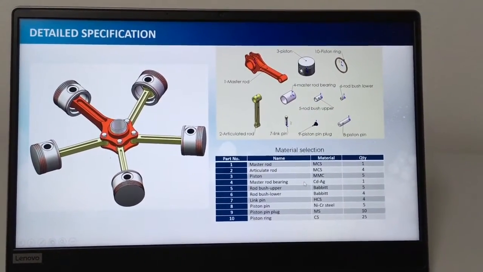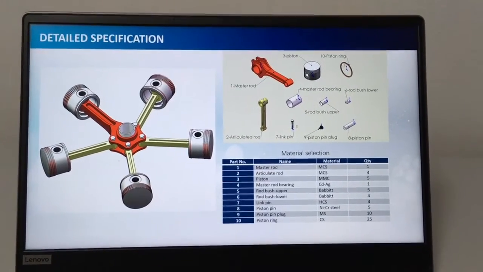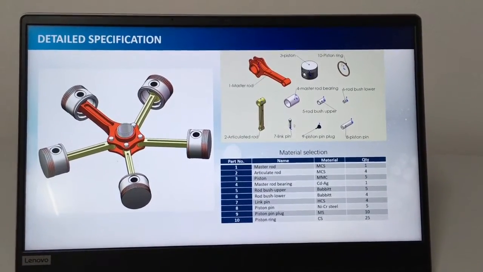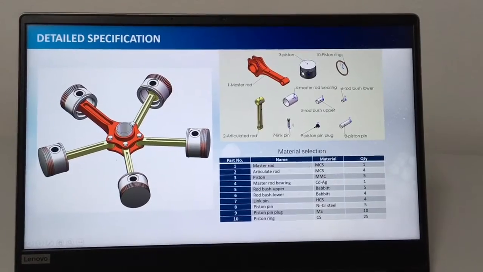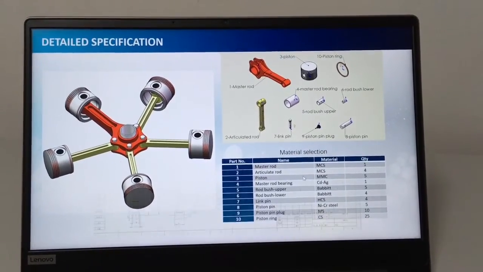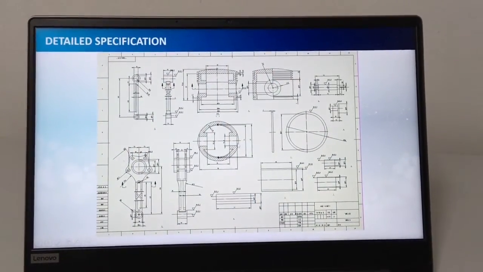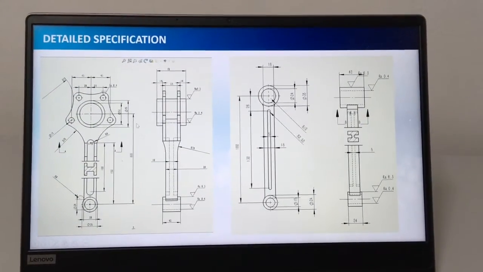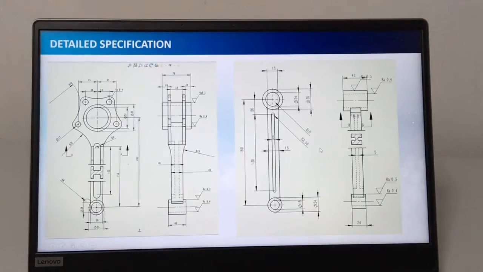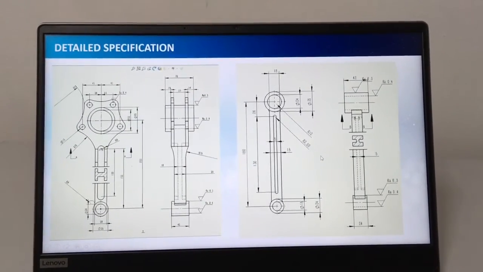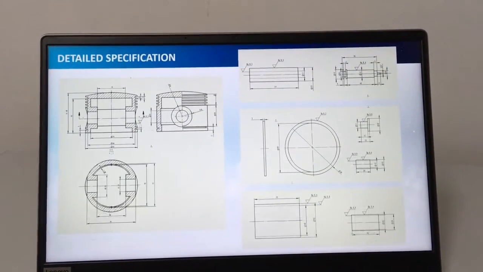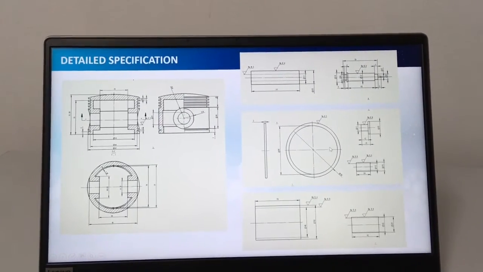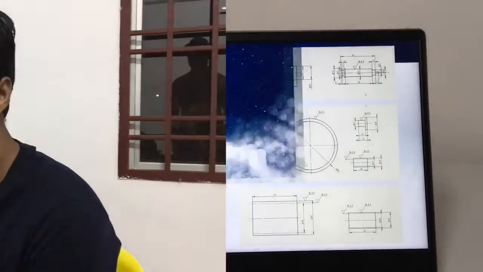I made a vivid analysis for all these materials in the report. This is the technical drawing. This is for the master rod. This is for the articulated rod. This is for the piston, and this is for other components.